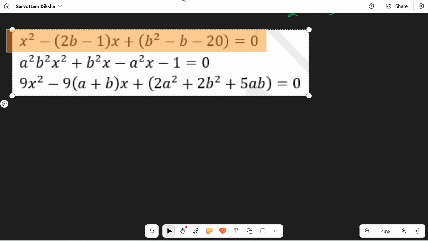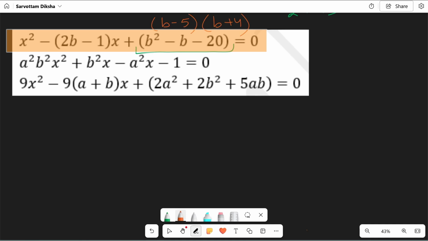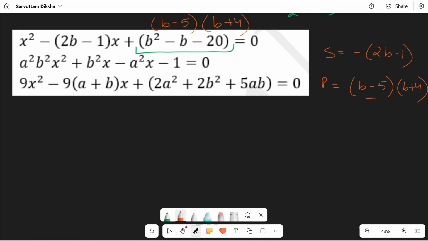How? I know this entire thing is my C. I know how to factorize it. So after factorizing, I am getting b minus 5 and b plus 4. So what should be my sum and product? If I add these two factors, I have only two factors.